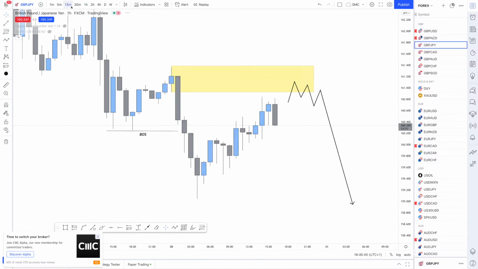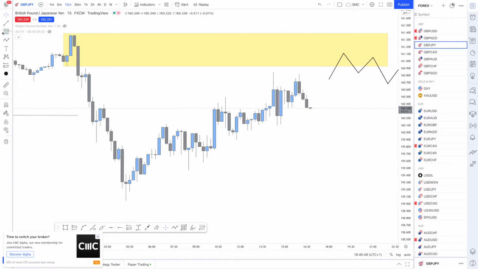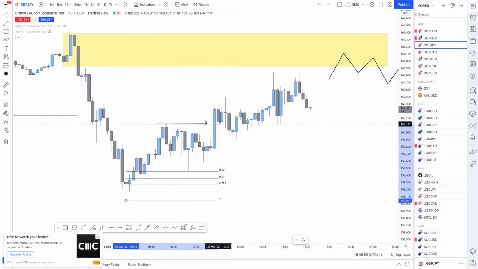So just to clarify, it was a combination of looking at the liquidity. We had clear liquidity above. Then it formed a break in market structure for the second entry. You could have probably used a fib level from here to here, very, very close to the 0.62.